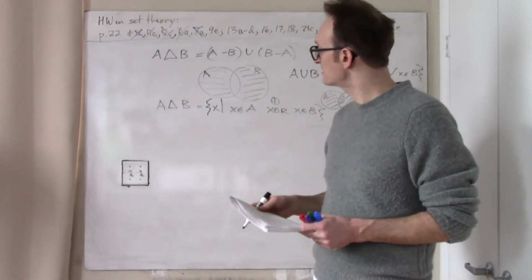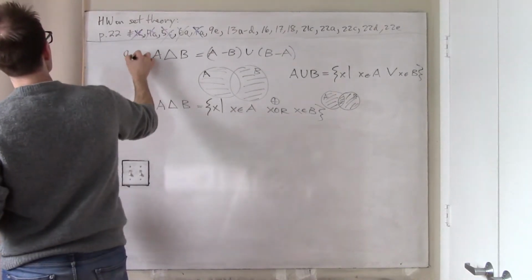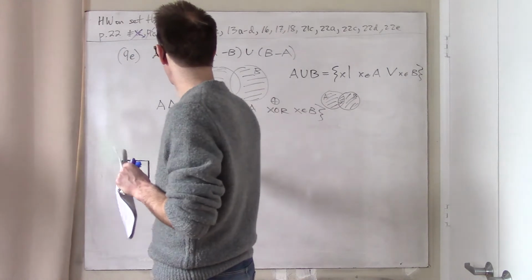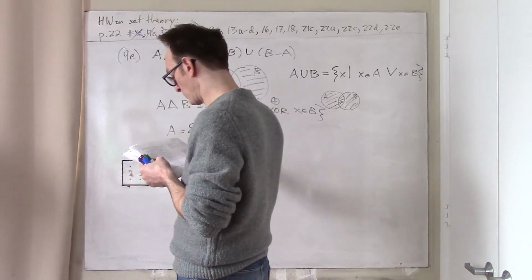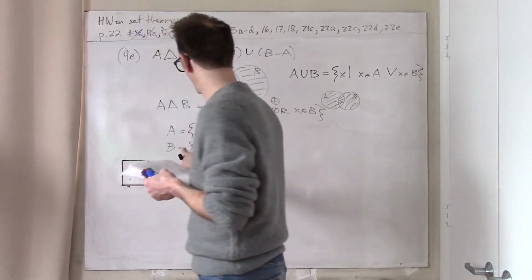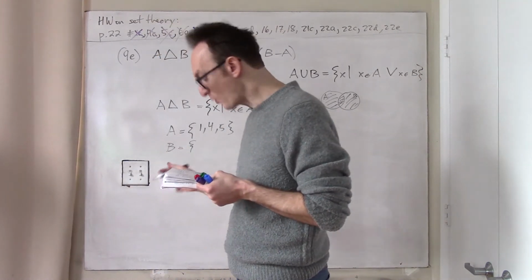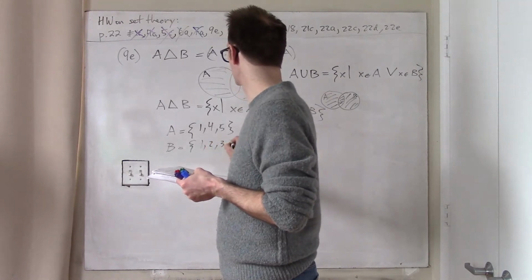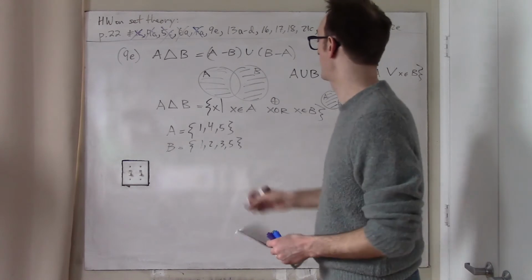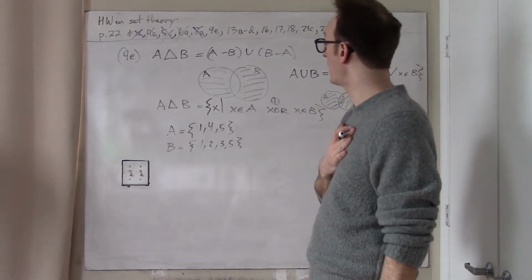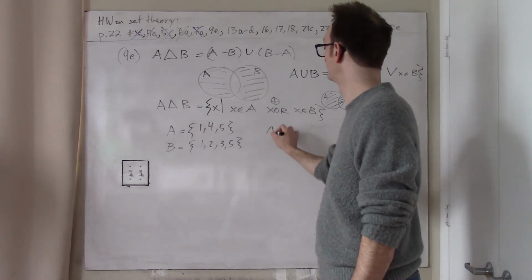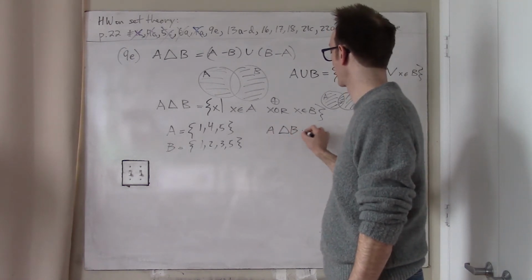Okay, do we care about this? Not really so much. So what do we have? We have some set A, which is {1, 4, 5}. And we have some set B, which is {1, 2, 3, 5}. And so, what are we doing with these two sets? We're taking their symmetric difference. So we need all the things that are in one set but not both. So that is going to be just {2, 3, 4}. So that's all that's going on there.